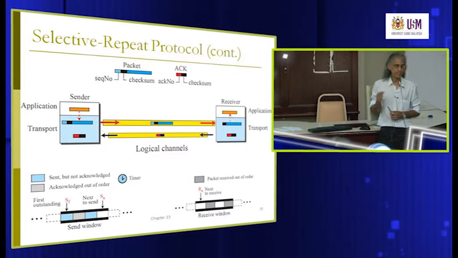Earlier, the receiver could only accept one packet at a time, so the receive window was only size one. But now the size is much more than one, right? That means it can receive multiple packets at the same time. And we can indicate which are received and which are not received, and they may not be received in order. It's okay.